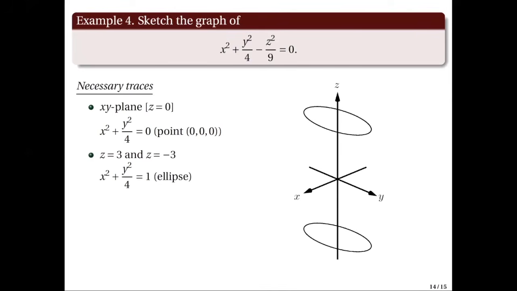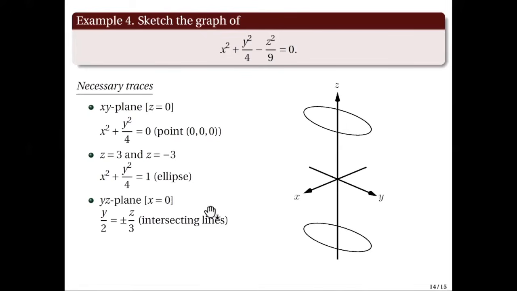Now for the other traces, we consider the trace on the yz plane. That is when x is set to 0. When x here is 0, this term vanishes. A difference of 2 squares equal to 0, you can rewrite as y squared over 4 equal to z squared over 9, where you can take the positive or negative roots on both sides. So that will give us two equations. y over 2 equal to z over 3 and y over 2 equal to negative z over 3. Both of them represent a line in the space. Hence, we get a pair of intersecting lines.